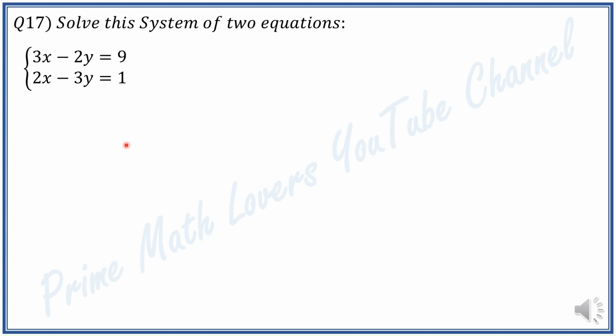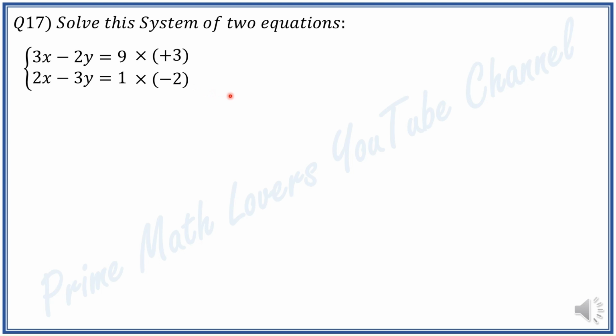In the elimination method, our aim is to eliminate one of the variables from the system of equations. Let's choose to eliminate y. In the first equation, the coefficient of y is negative 2, and in the second equation it is negative 3. To make these coefficients opposites, we multiply the first equation by positive 3 and the second one by negative 2.